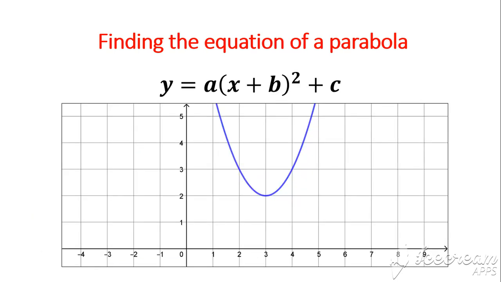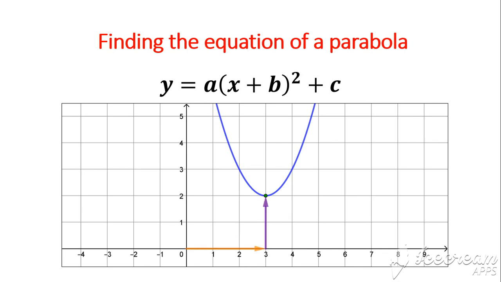Okay, so we're using this form, y is equal to some number a multiplied by x plus b all squared plus a number c. Let's explain what these numbers represent, the numbers a, b, and c. Let's start off with the vertex. The vertex is the bottom or the top point of a parabola. Could be the bottom point or top point, depending on whether the parabola is what I like to call a smiley face or a sad face.